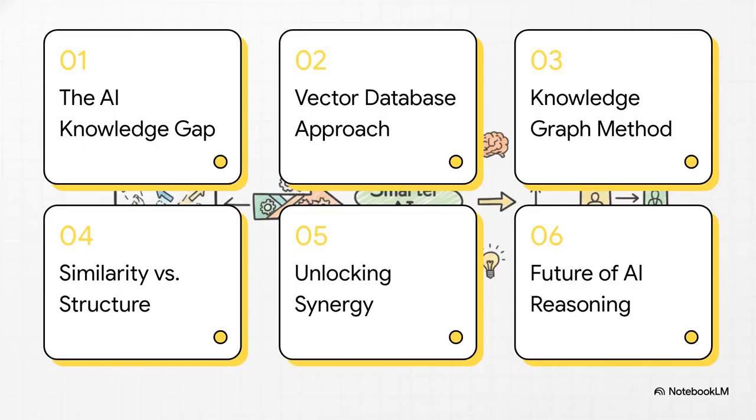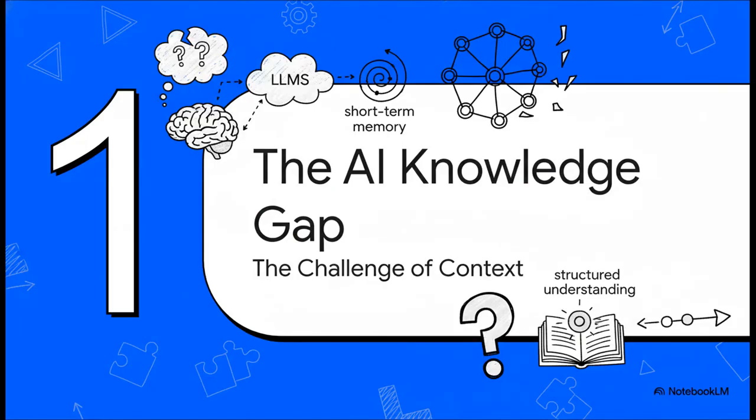So here's our game plan. We'll kick things off by talking about something called the AI knowledge gap. Then we'll meet our two main players, vector databases and knowledge graphs. We'll put them head-to-head to see what makes them tick. And then, and this is where it gets really cool, we'll see how combining them unlocks a whole new level of AI intelligence.